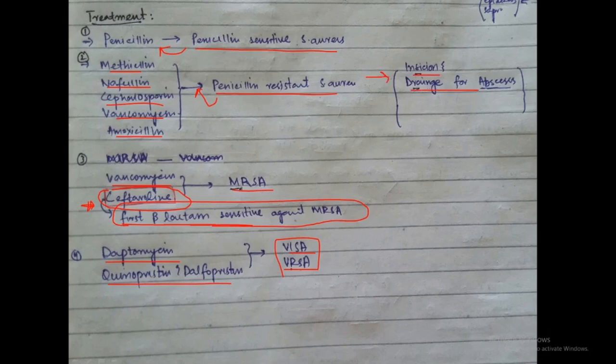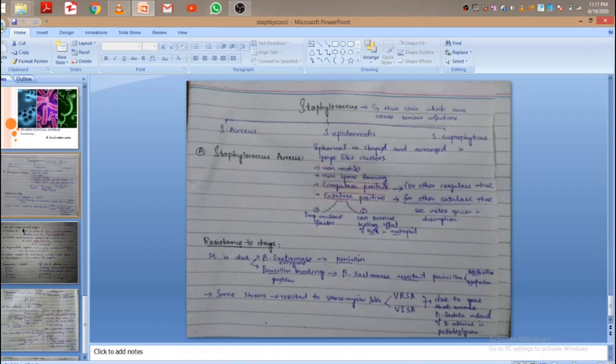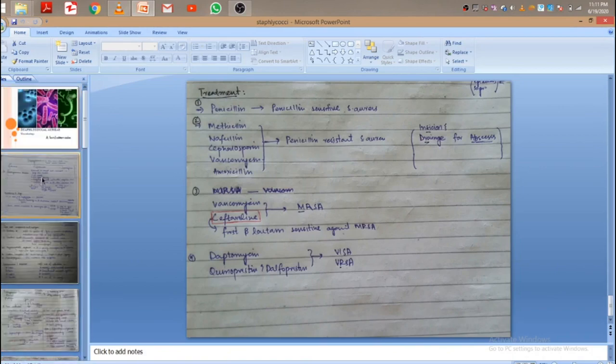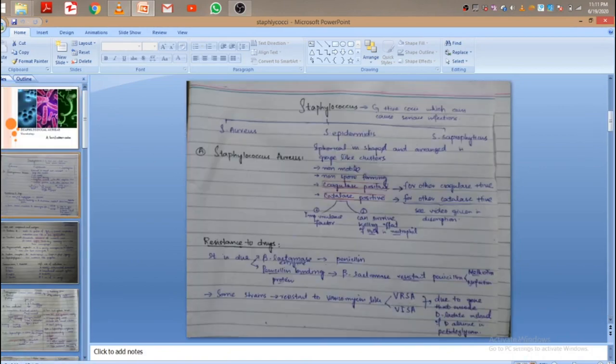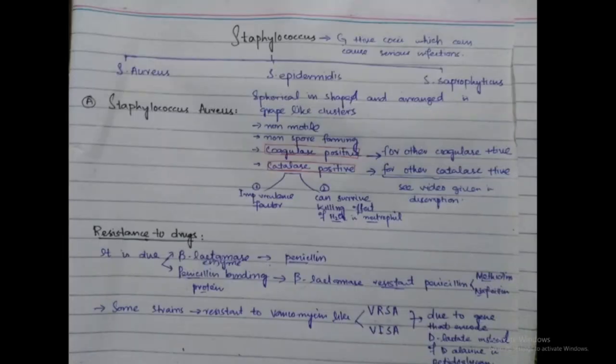How do these bacteria become resistant to drugs like penicillin? Staphylococcus aureus becomes resistant to penicillin by producing the beta-lactamase enzyme. Some strains of Staphylococcus aureus become resistant to beta-lactamase resistant penicillins like methicillin and nafcillin, not by changing the beta-lactamase enzyme, but by making changes in the penicillin binding protein, and thus become resistant to it.